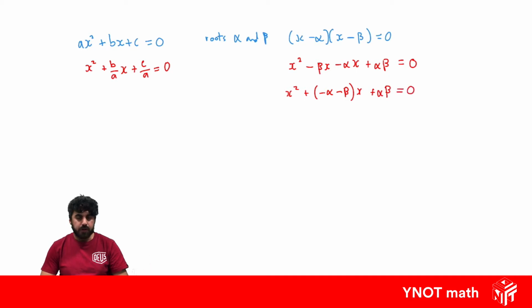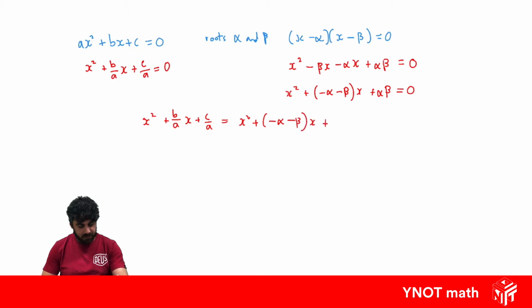So these are two forms of a quadratic equation we can have, and since they're both equal to 0, we can actually just make them equal to each other. So we get x squared plus b on a x plus c on a equaling x squared plus minus alpha minus beta x plus alpha beta. Now, if these quadratic equations are going to be equal, their coefficients are going to have to be equal. And we can see that 1 equals 1. So this coefficient must equal this coefficient, and this coefficient must equal this coefficient.